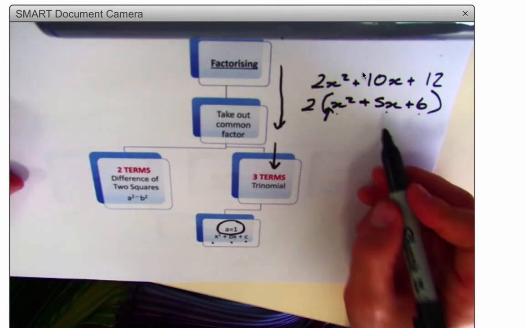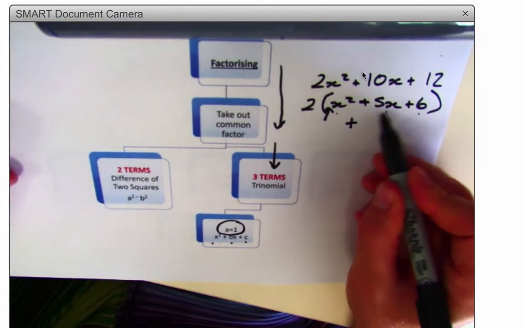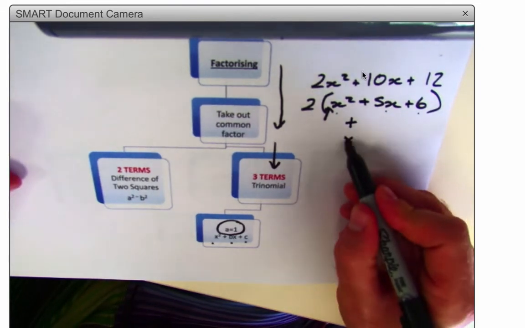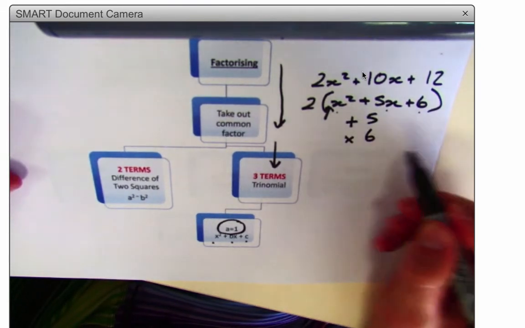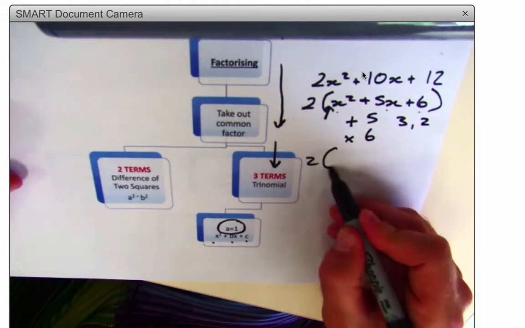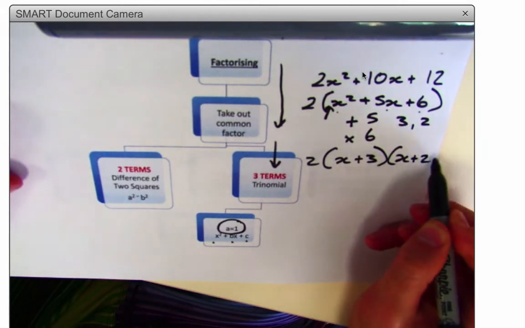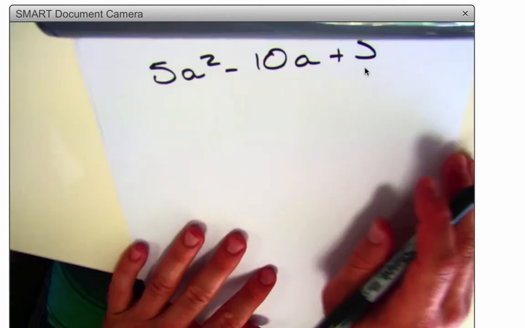Now you all know how to factorize that. We add 2 terms, sorry, 2 numbers that add to equal 5 and 2 numbers that times to equal 6. Those numbers are 3 and 2. So we have 2 outside of x plus 3, x plus 2, and we are there.